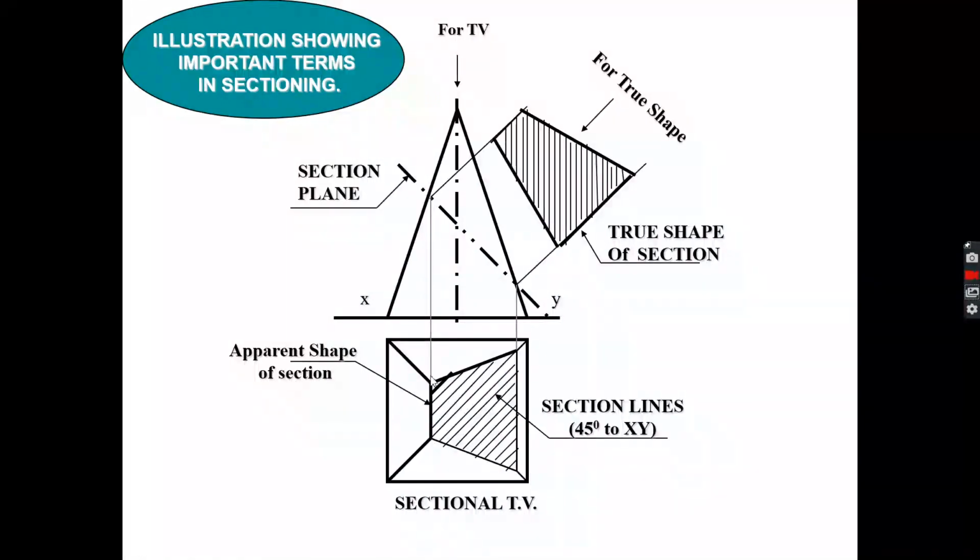We are taking the measurement of these points. This point is 1, suppose this point is 2, this is 3, and this is 4. So this will be 1 dash and 2 dash, this will be 3 dash and 4 dash. We are taking the measurement from the XY line of these points. So this is the distance of point 1 from the XY line. This is the distance of point 2 from the XY line. Similarly, points 3 and 4 we can measure.